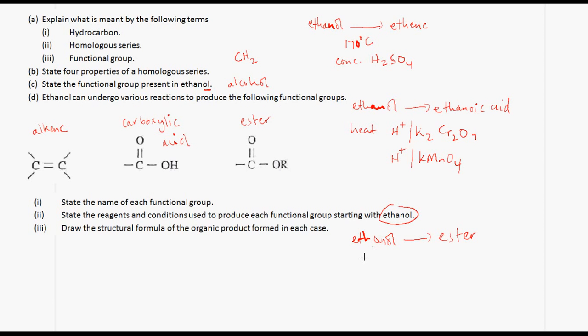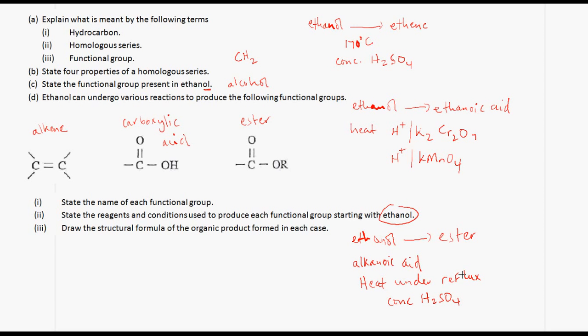So we need to react with an alkanoic acid, and the conditions here is we're going to heat under reflux. So alkanoic acid, we're going to heat under reflux, and we're going to have conc H2SO4 acting as a catalyst for the reaction.